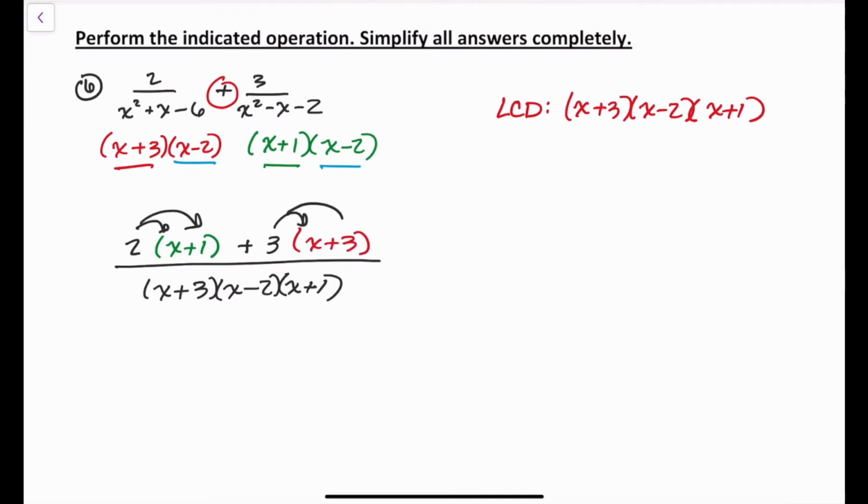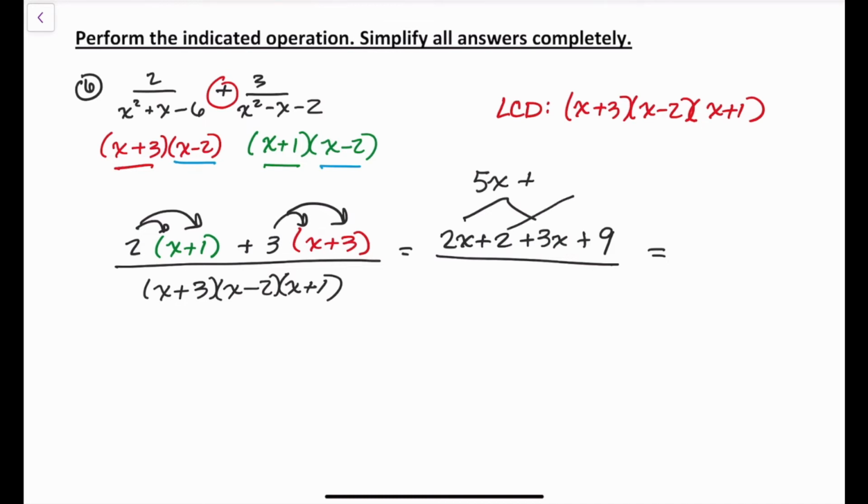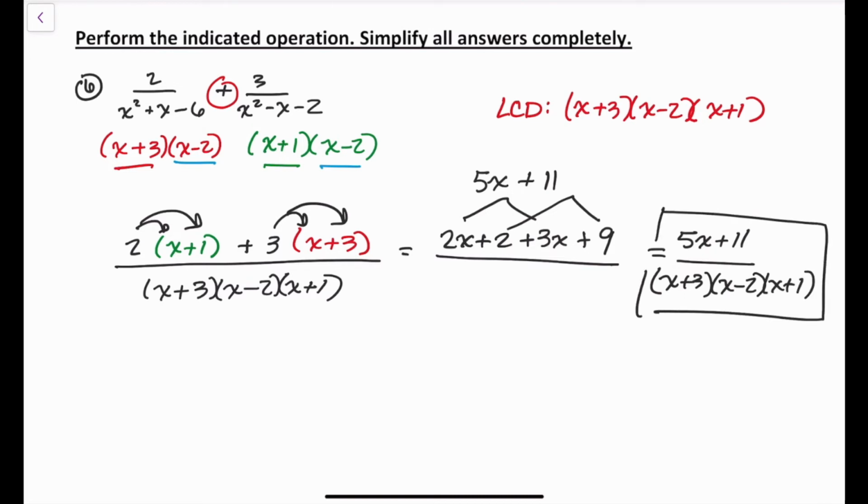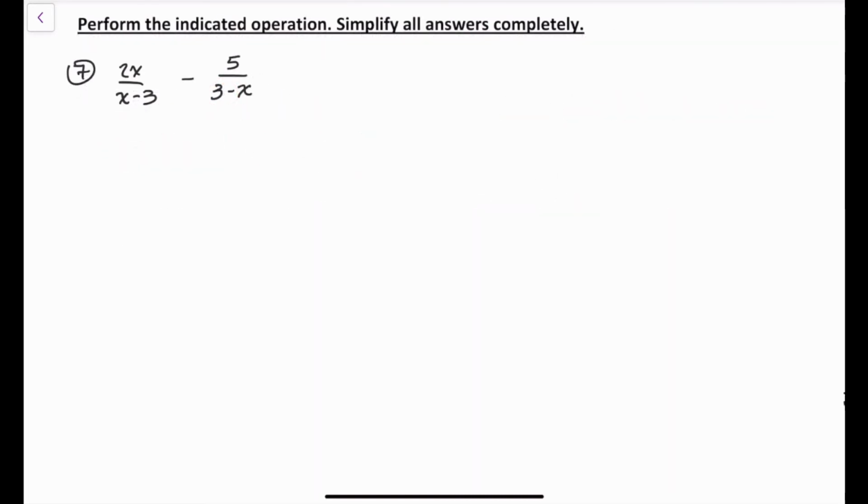So I'm going to distribute the 2, distribute the 3, and then I can combine my like terms. Again, it's all over that same denominator, so I don't need to write it again over and over. And nothing is going to simplify any further than that. So I'm allowed to leave my answer in factored form. So I don't need to multiply that whole denominator together. And as a matter of fact, don't do that because you're likely to make a mistake if you do. As long as your teacher allows you to leave it that way, leave it that way.